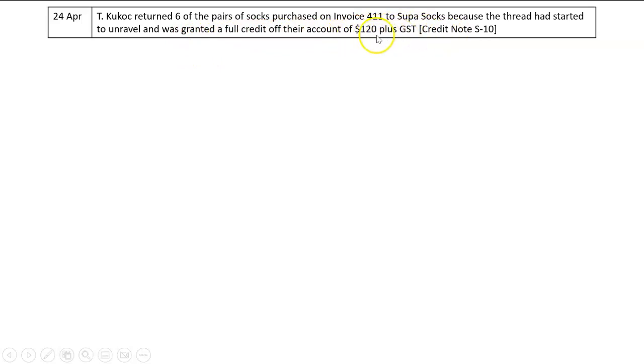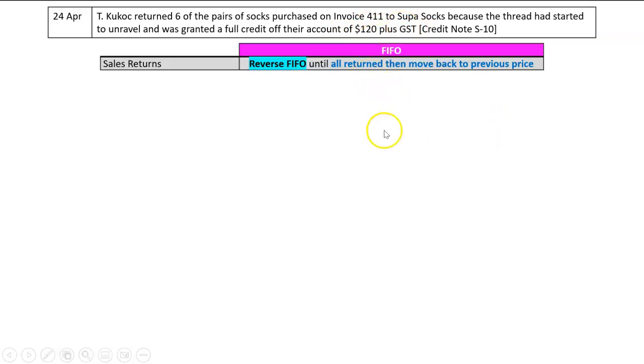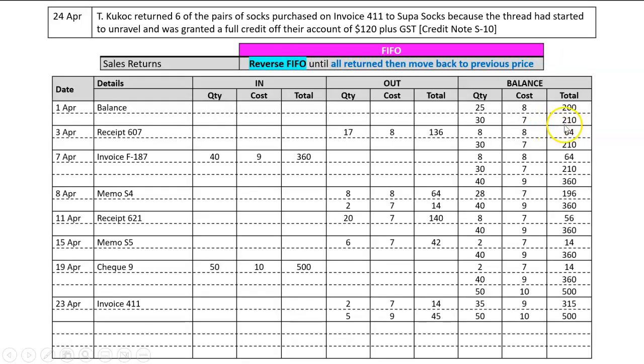Now, we don't actually need this because that's the selling price. So in the inventory card, we don't actually need that part. What we do need to do, though, is remember with the sales return, we're going to reverse FIFO until all returned, then move back to the previous price. That's really confusing to understand. What does that mean? Well, let's look at our inventory card the day before.